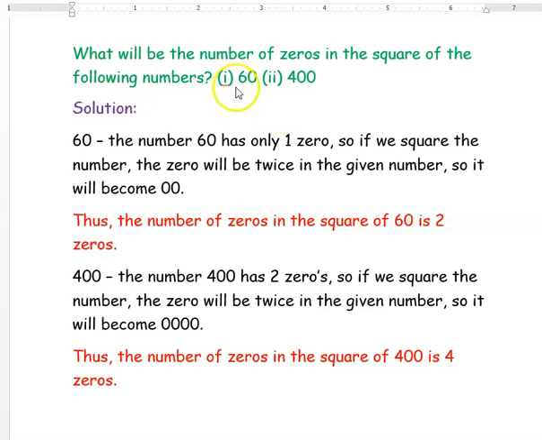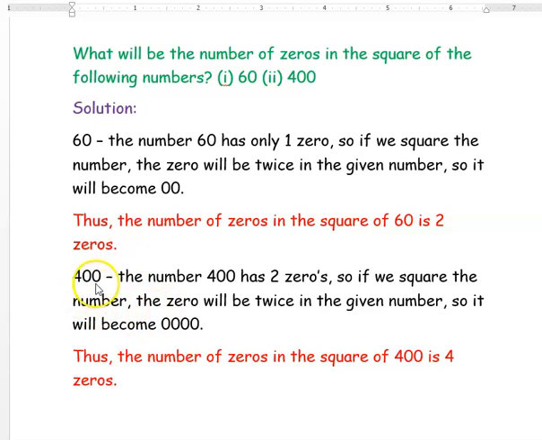Next question is, what will be the number of zeros in the square of the following numbers? 60 and 400. If you take the number 60, it has only 1 zero. If you square it, you will have twice the number of zeros. So if you have 1 zero, then in the squaring you will get 2 zeros. So for 60, you will have 2 zeros in the square of 60.